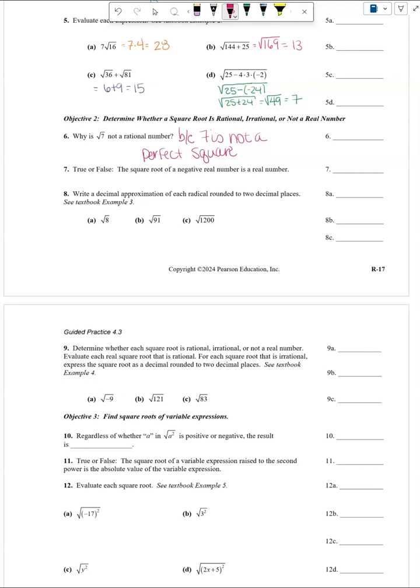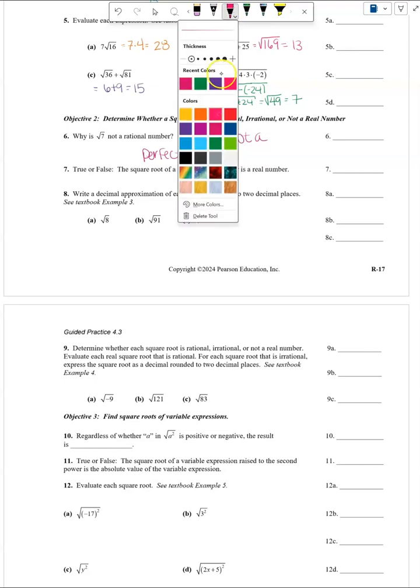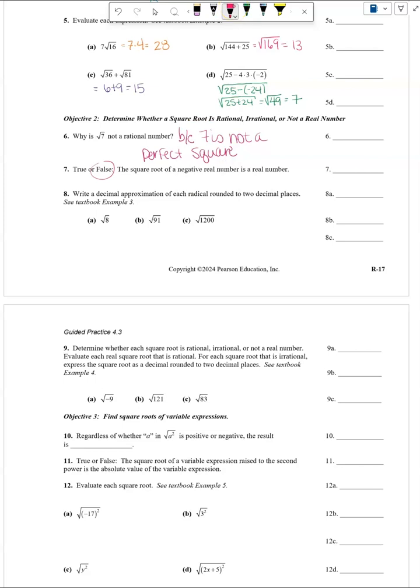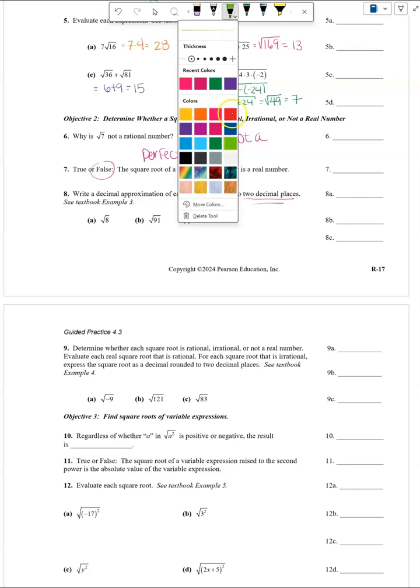Okay, number 7, true or false? The square root of a negative number is a real number. Please say false, because that is so not true, right? If you have a negative number under an even root, then that's going to give you an imaginary number, right? Okay. Write a decimal approximation of each radical rounded to 2 decimal places. Very important there. All right, let's do this.